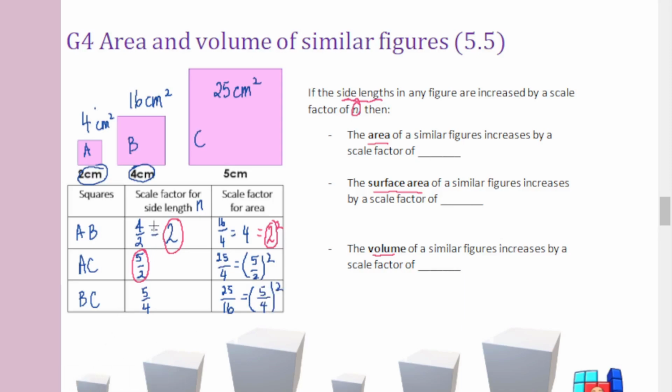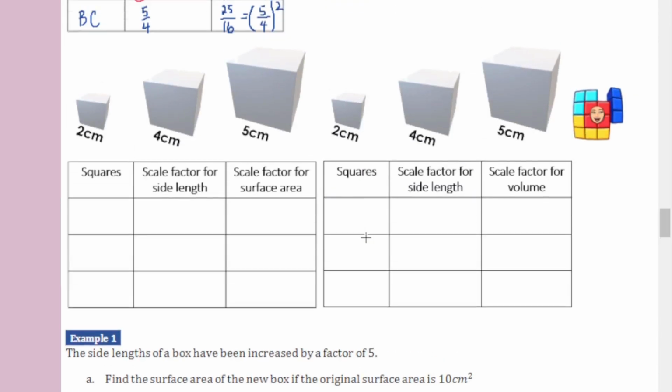So we can see that if the scale factor for the side length is n, then for the area it will be n squared. We're going to scroll a little bit, have a look at these ones, and then we're going to find the pattern for the surface area and the volume.